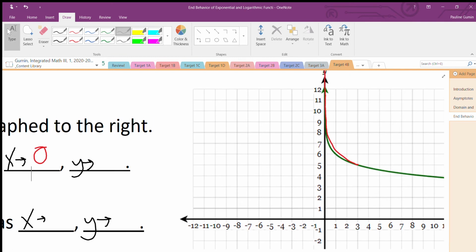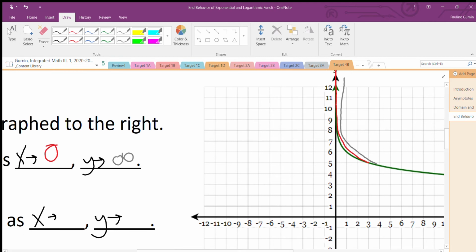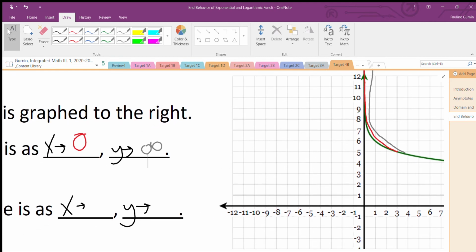All right, how about the y's? Okay, I'm going to trace again, and this time I'm thinking of it in terms of going up and down. And it looks like my y's are going up, so positive infinity. And they're not stopping anywhere, they're just going up forever.